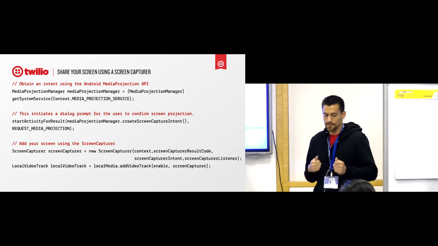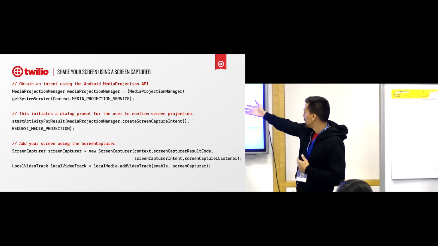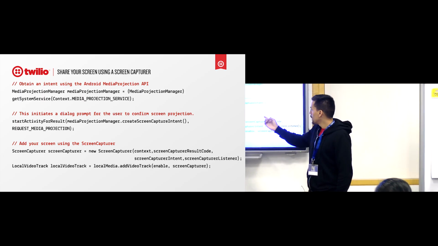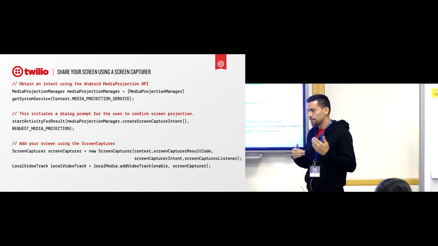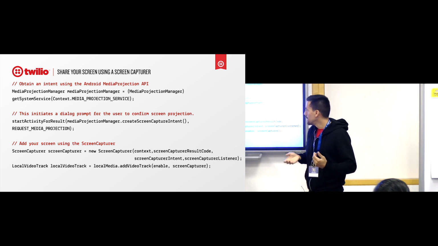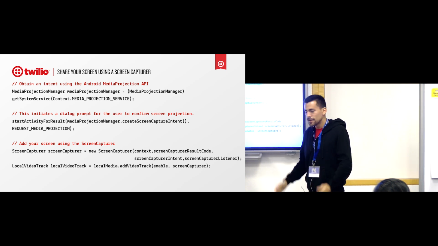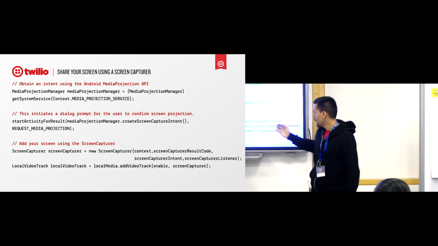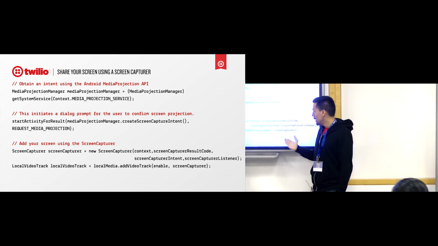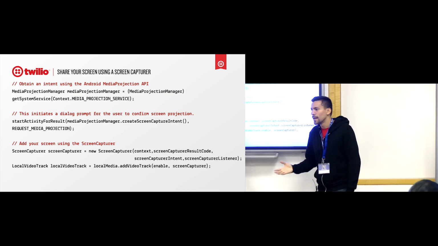All right. Let me talk about what I just did there. I mentioned the Media Projection Manager, which is a system service. The way you can initiate this screen sharing is by calling into the Media Projection Manager and obtaining a screen capture intent. Once you have that intent, you can provide it to our screen capture and then add it to the video track like you would have with the camera capture.